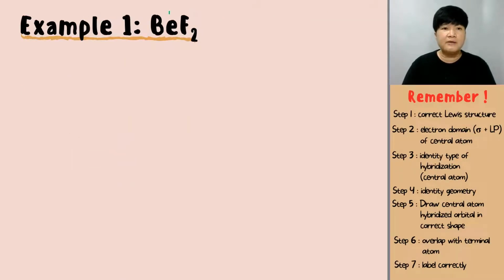So first example, let's start off with beryllium fluoride, BeF2. As always, we will start the first step with the total valence electrons to draw the correct Lewis structure. I won't be explaining the Lewis structure again. Make sure you know how to draw a correct Lewis structure. If you don't, make sure you check out the other videos. We have a video in this playlist talking only about drawing Lewis structures. Make sure you check that out.